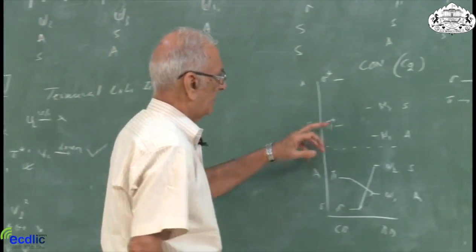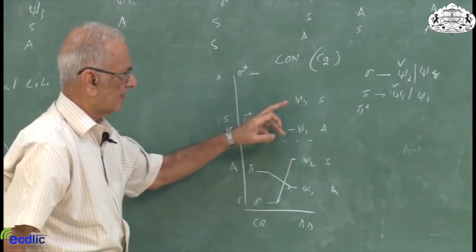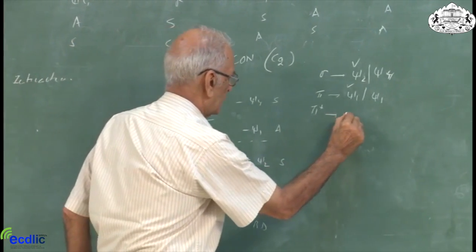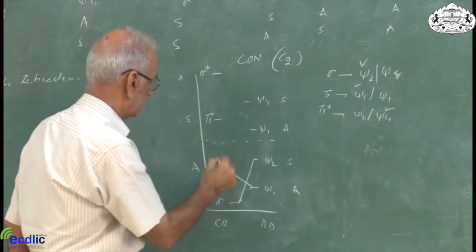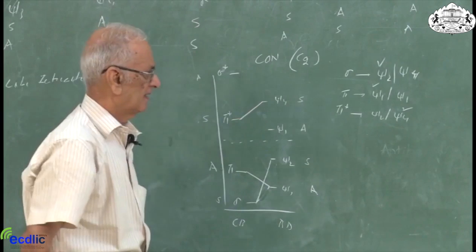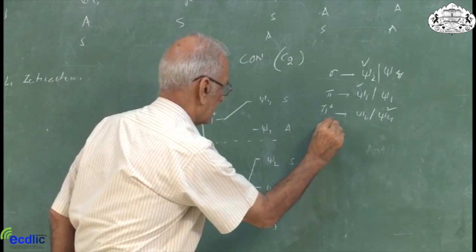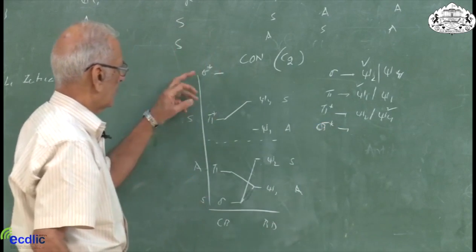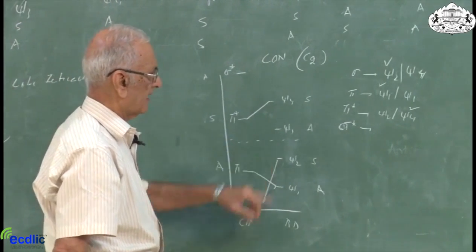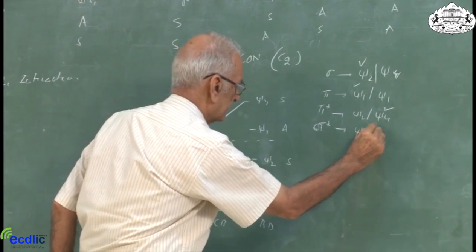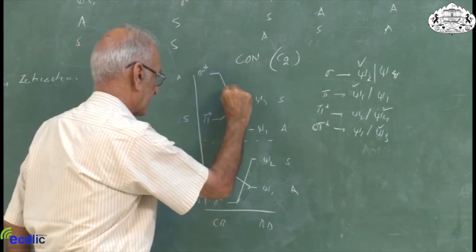When I look at pi star, it is symmetric, therefore, I can join it to psi 2 or psi 4. Psi 2 is already occupied, therefore, I have to join it to psi 4. When I look at my sigma star orbital, it is anti-symmetric, I can therefore join it to psi 1 or psi 3. Psi 1 is occupied, therefore, I will join it to psi 3.